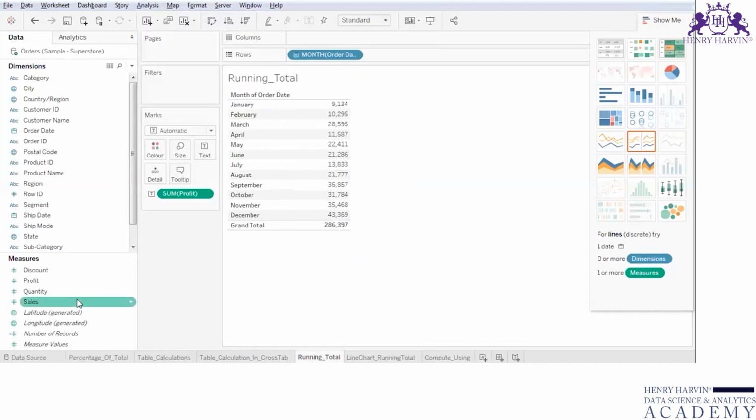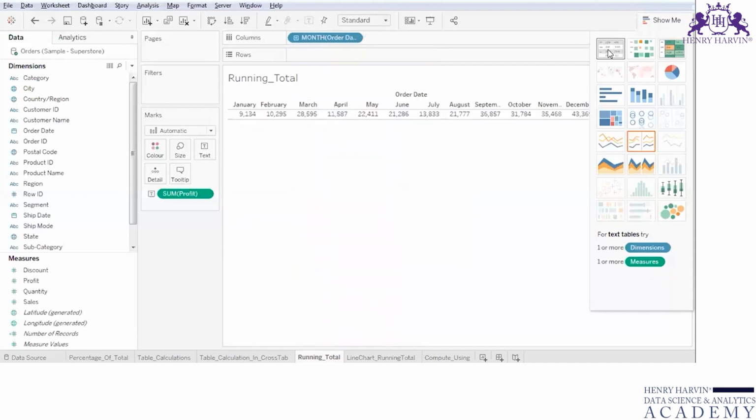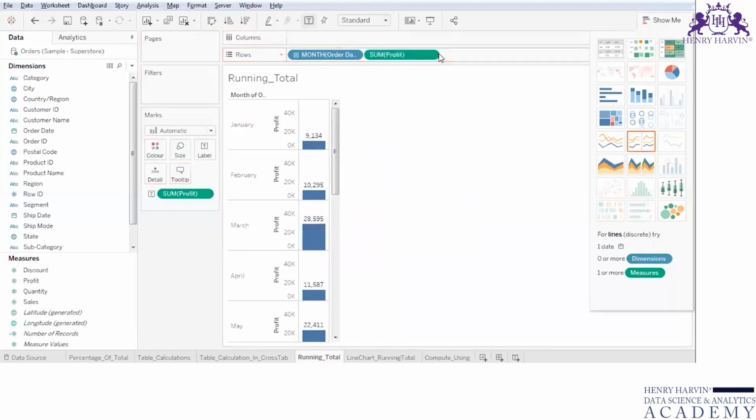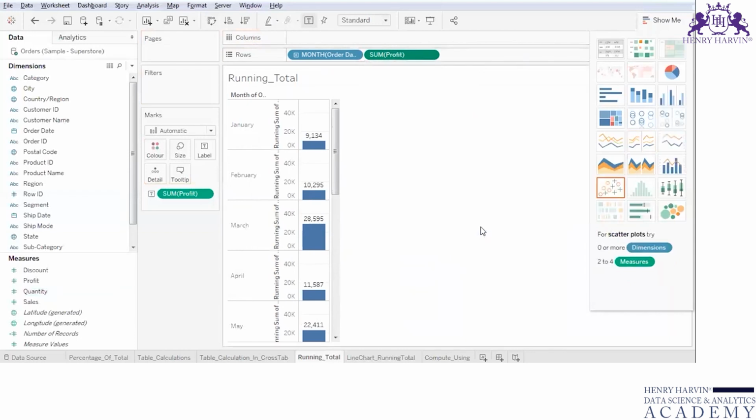Now I'm placing the profit over here again. This profit, I'll say that this should be my quick table calculation. Just a second, I'll convert it over here. I'll place the profit over here. You see that the visualization has changed a bit. Straight away over here, go into the drop down, go quick table calculation, show running total. So you see running totals over here.